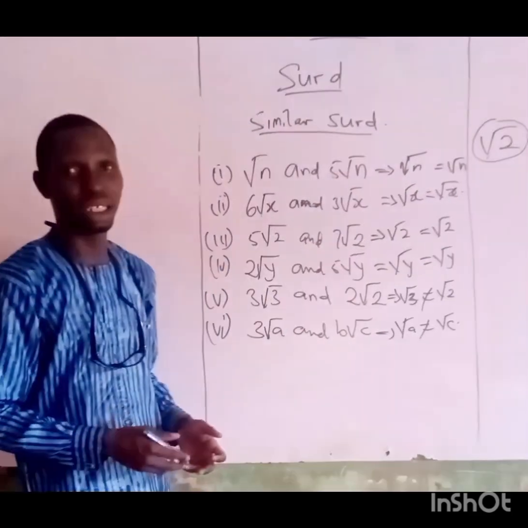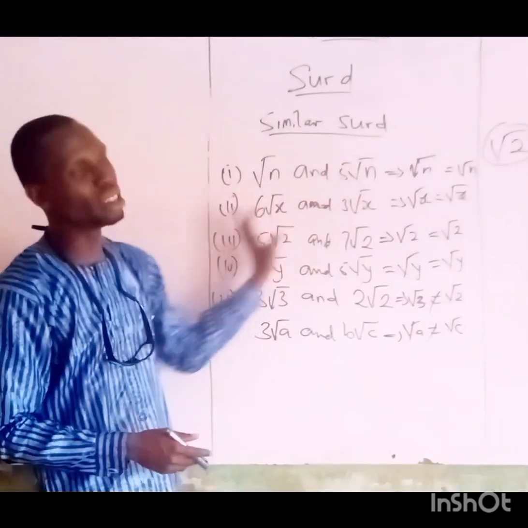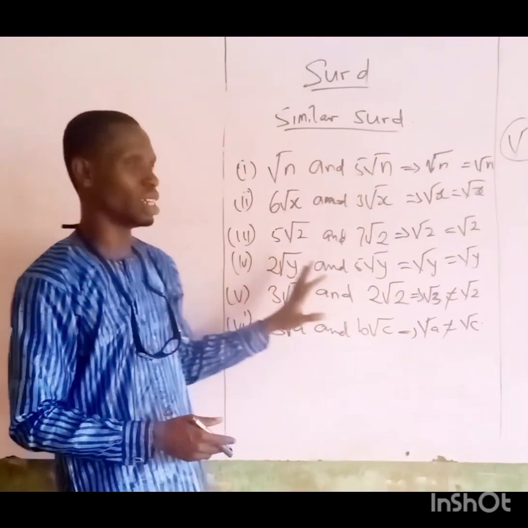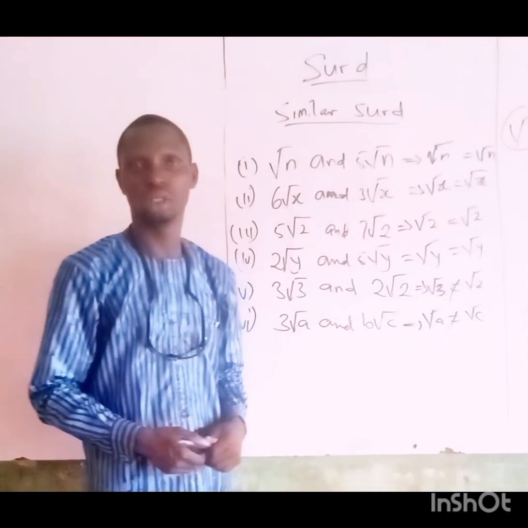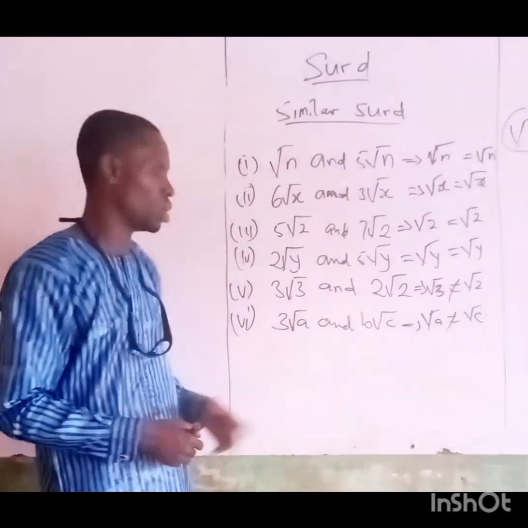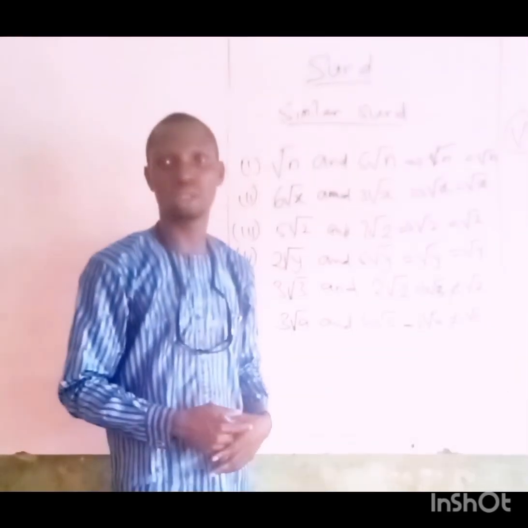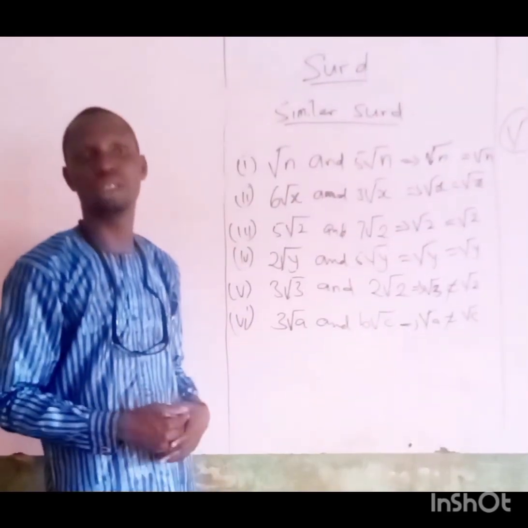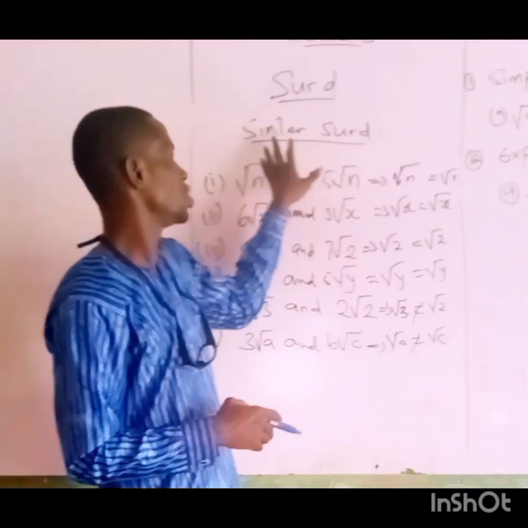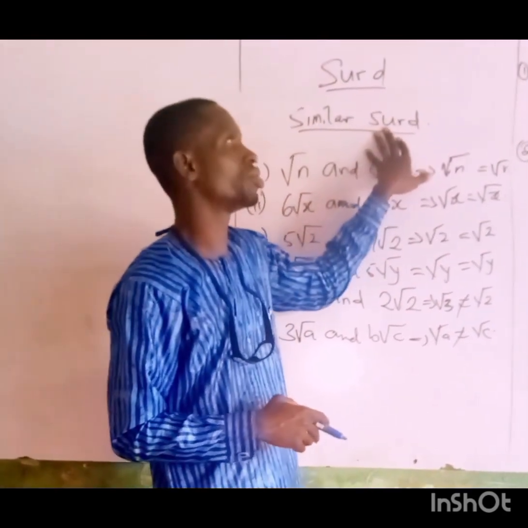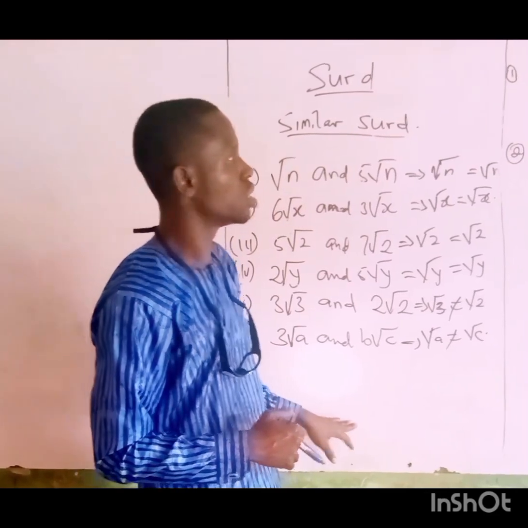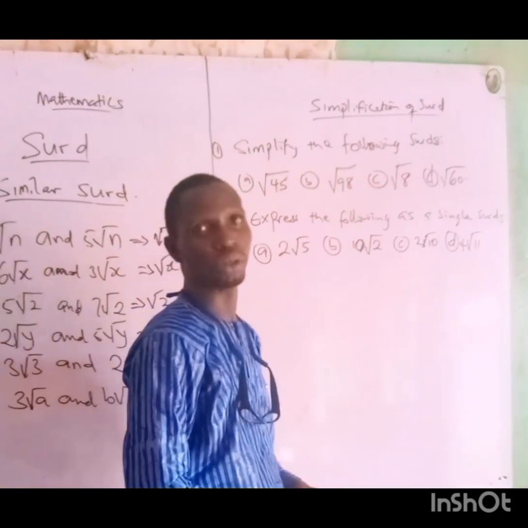So there are possibilities of having these different surds, for example, for calculation. When we have similar surds, there are ways to approach them. When we have two surds that are not similar, there are also ways to approach them. Now, having understood similar surds, the next thing that we're going to look at is the simplification of surds.